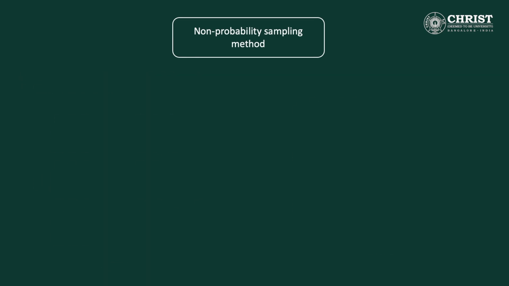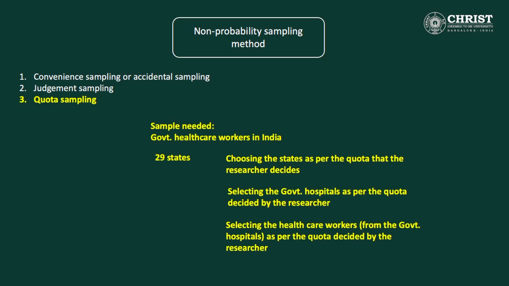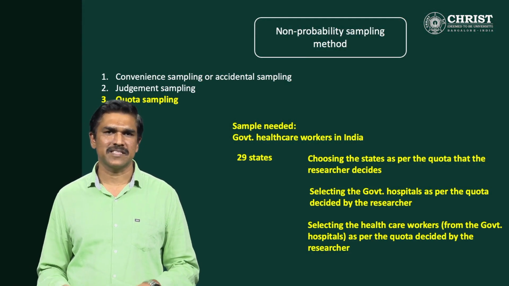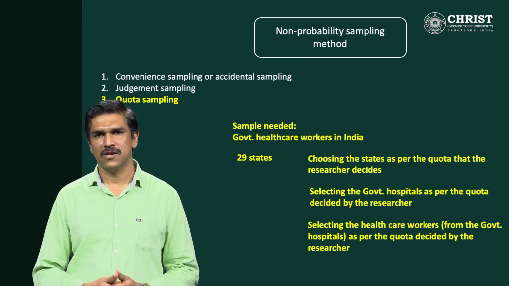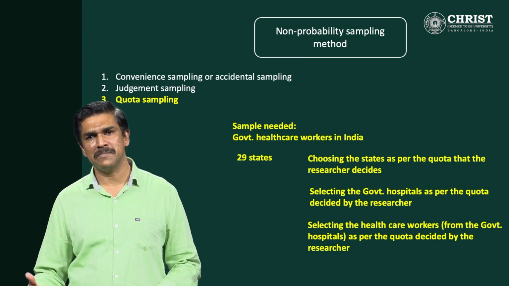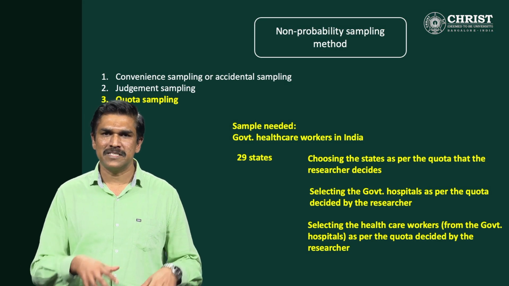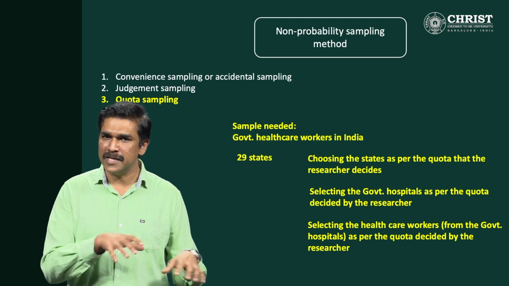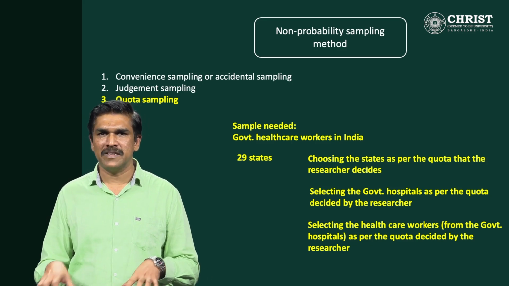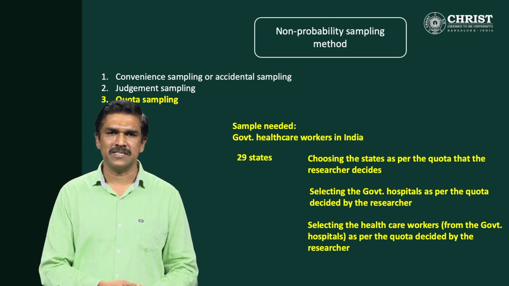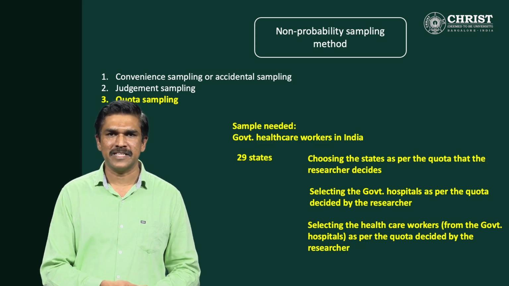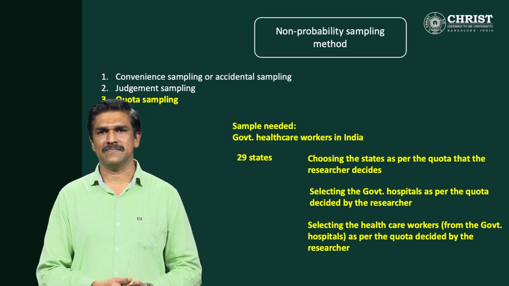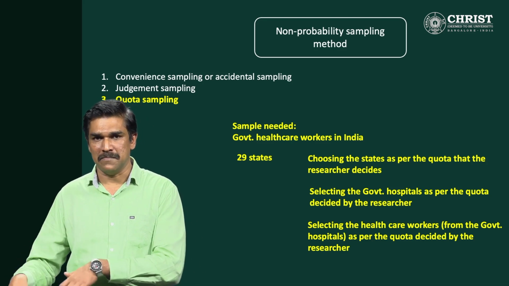Quota sampling has a similarity to stratified random sampling. We will decide specific quotas for each category in the sample. For instance, to conduct research among the government healthcare workers in India, we will deliberately choose states which are easily accessible to us. In each of these 5 states, we will decide as per our accessibility the hospitals from where we may collect data. From these hospitals, we may select the healthcare workers again as per our accessibility to them.